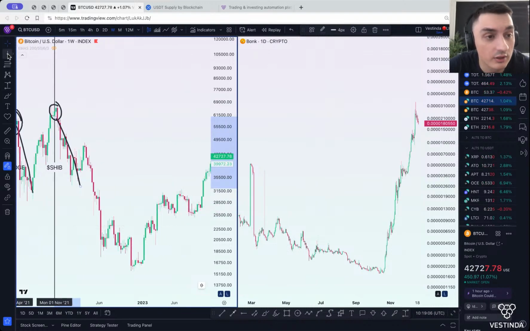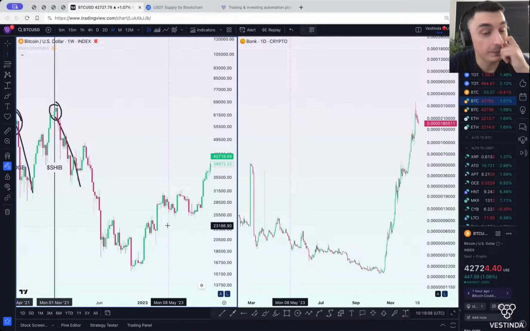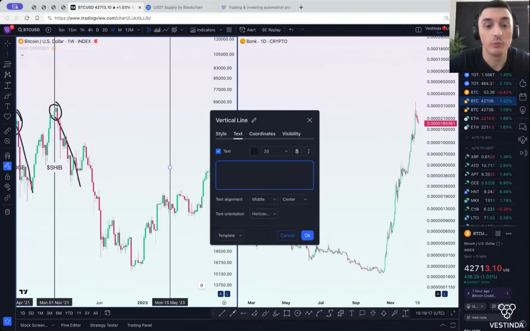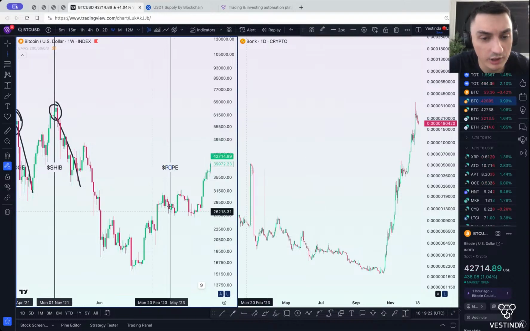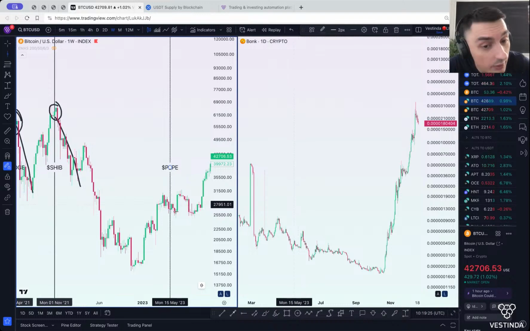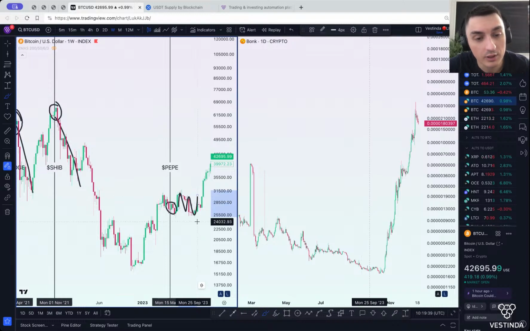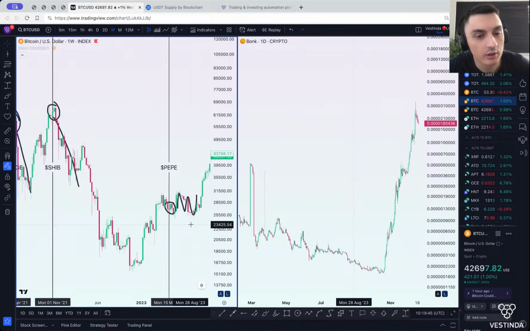Another interesting meme coin which appeared recently was Pepe. When Pepe pumped, we had the price of Bitcoin at around $27,000 to $28,000. However, you can notice that we didn't see the same price action. We saw a little sideways here and sideways after that. We didn't see any big drop downs of Bitcoin after the Pepe pump.